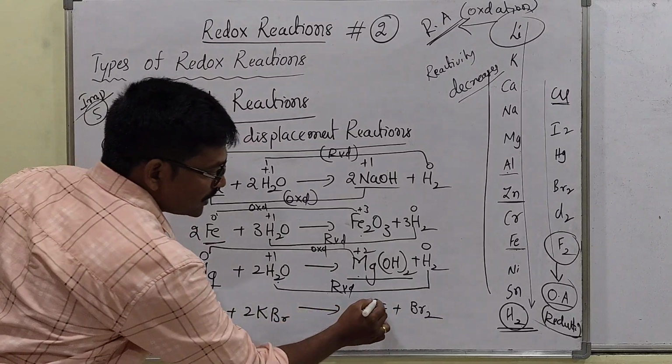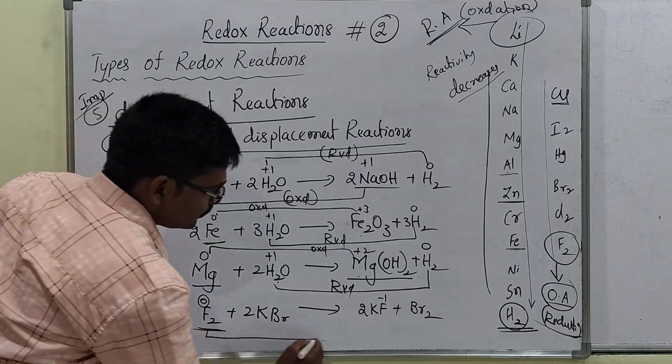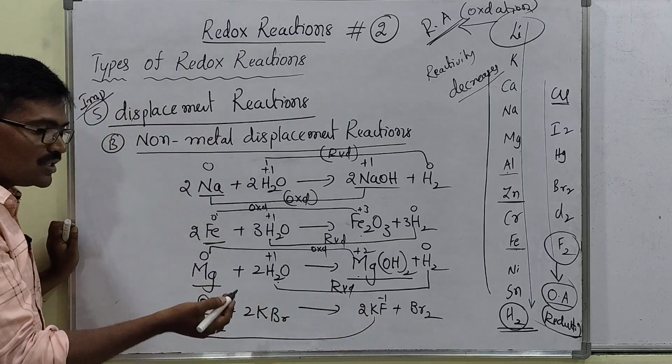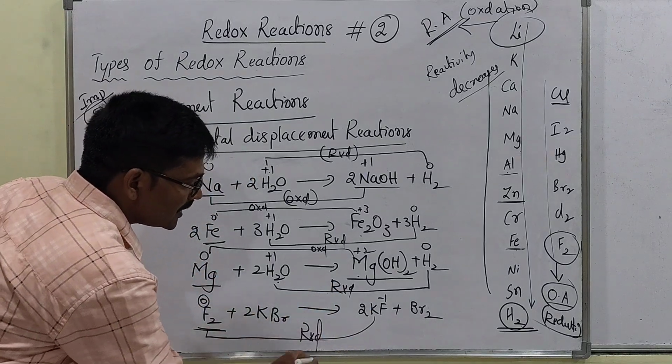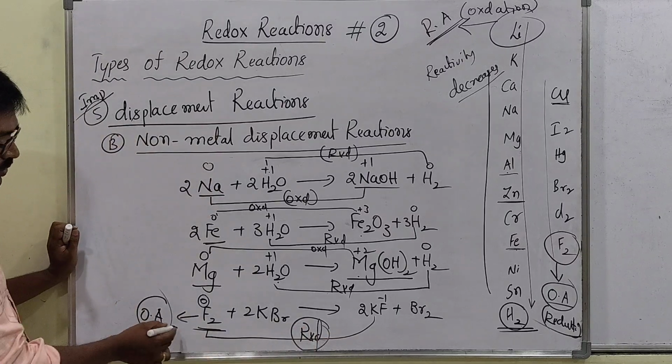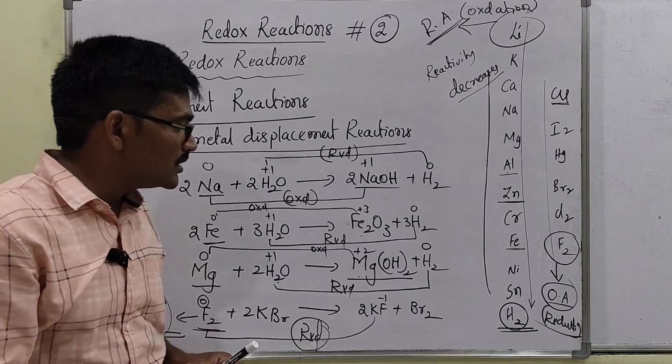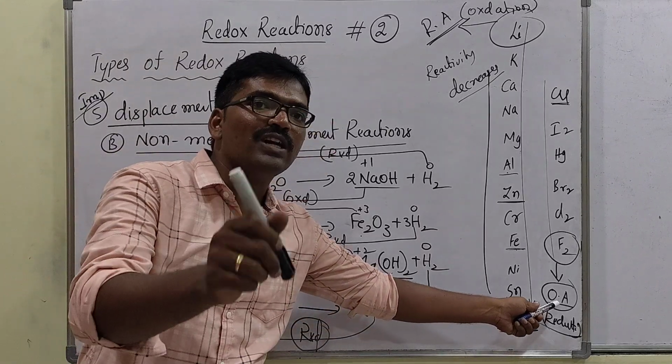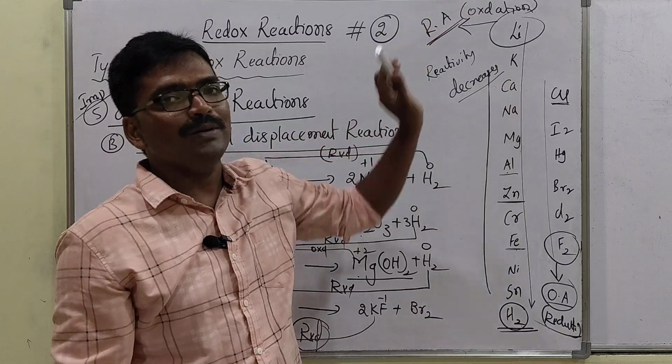It goes from 0 to -1 oxidation state. From here to there the oxidation number decreases, so reduction takes place. Whichever species undergoes reduction works as the oxidizing agent. Remember, my dear students, fluorine is a powerful oxidizing agent compared to all the elements.